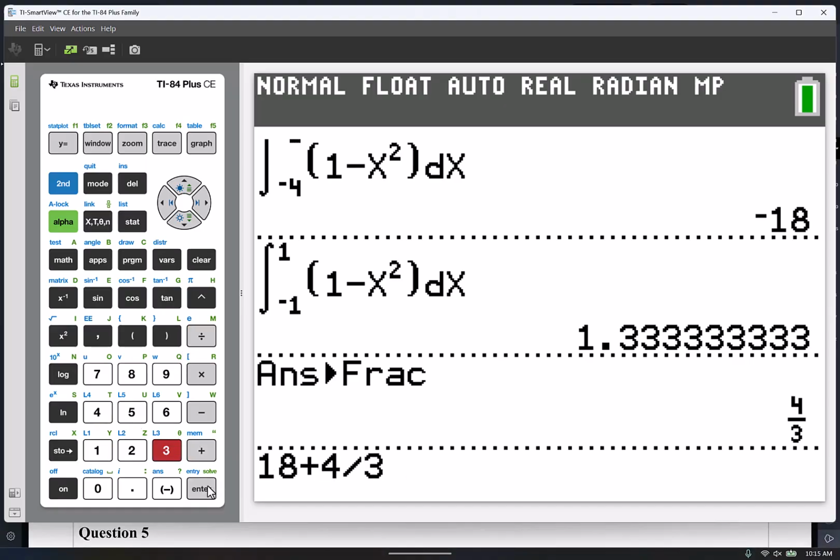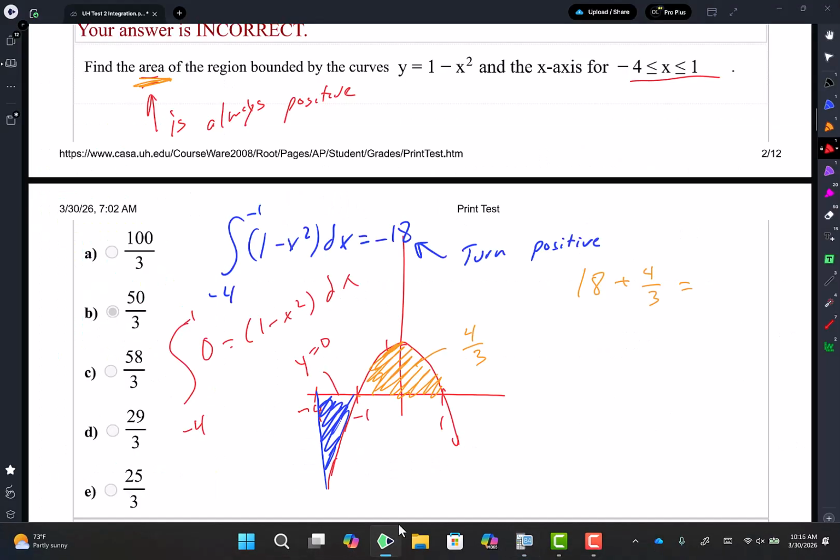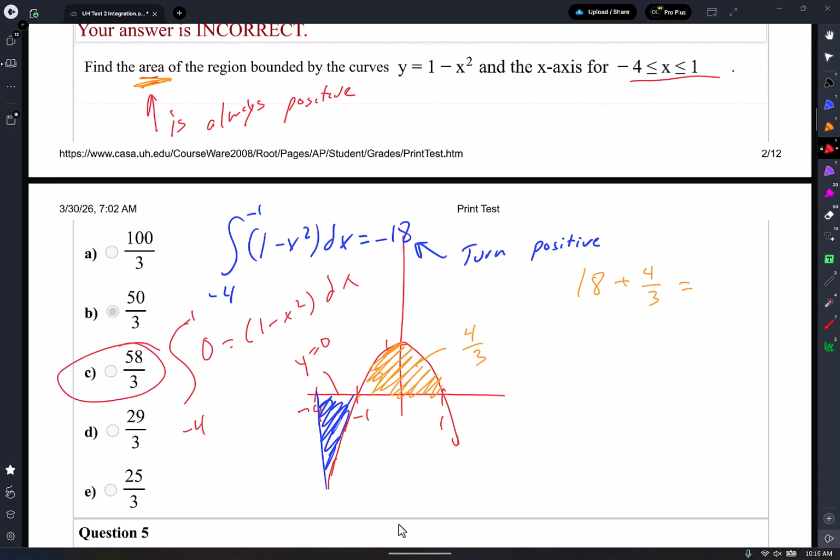58 over 3. Do you guys want to see the hack? But I don't want you guys to be robots. 58 over 3. Okay, there is a hack. What is a hack? If I put absolute value of 1 minus x squared, that graph will look like this.